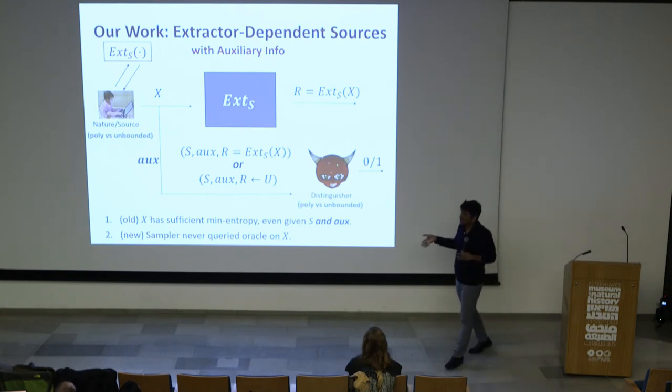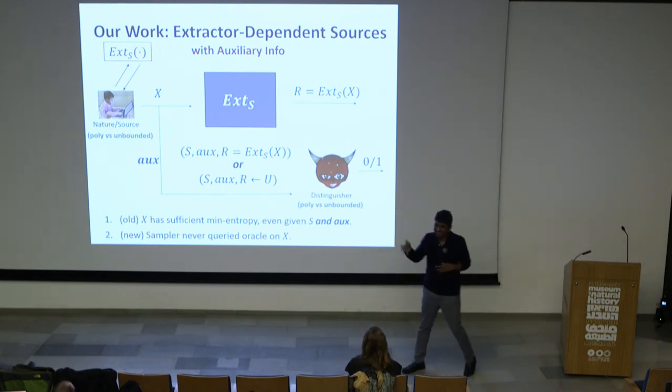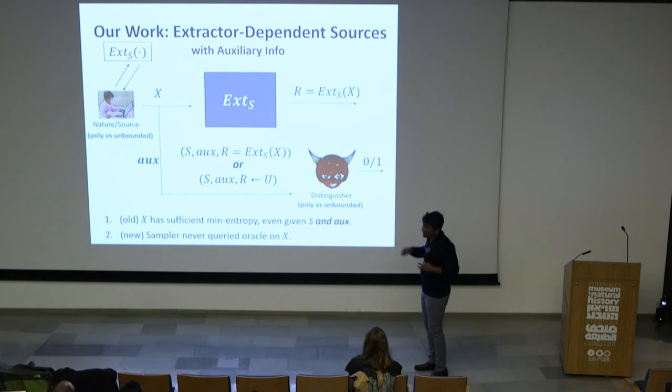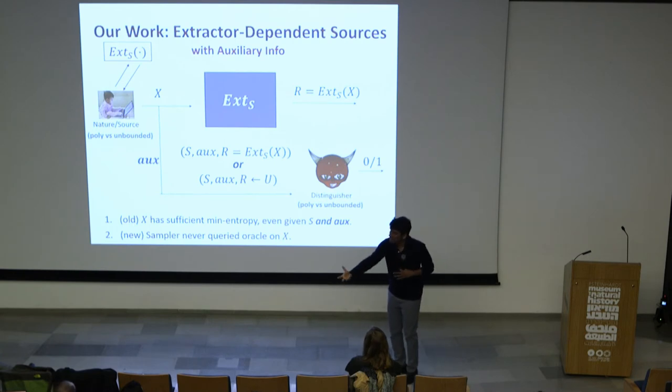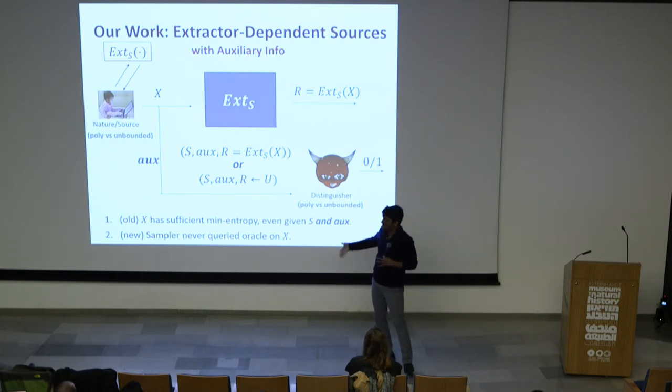Of course, in cryptography, we love auxiliary inputs, for a good reason. You can think about the variant here, where the source not just outputs X for extraction, but it also outputs some side information about X. That's the auxiliary input. The distinguisher gets the seed, the auxiliary input, and either the output of the extractor or randomness, and it has to say which one is which.